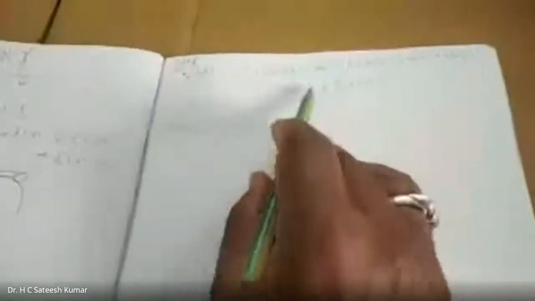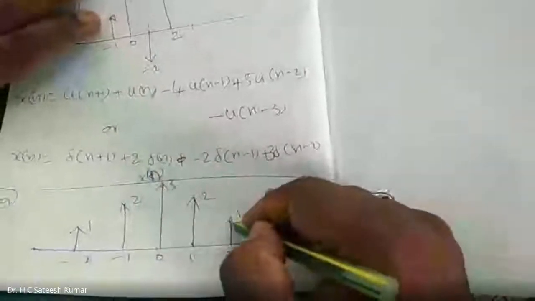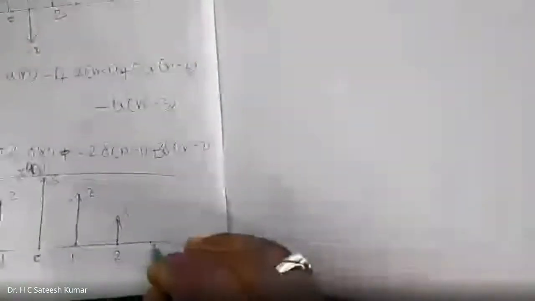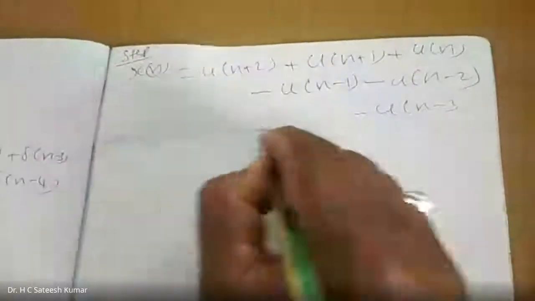Okay. Now we shall do it. So what has happened? At 0, it has gone up by 1 more unit. At 1, fall by 1, one down, so that we get 2. Next, at 2, fall by 1 more unit, minus u of n minus 2. Next, at 3, fall by 1 more unit so that we make it 0. Otherwise, the step will continue up to infinity. So therefore, what should I write? Minus u of n minus 3. That's how we should do it.